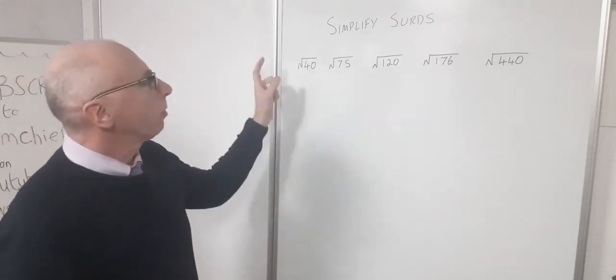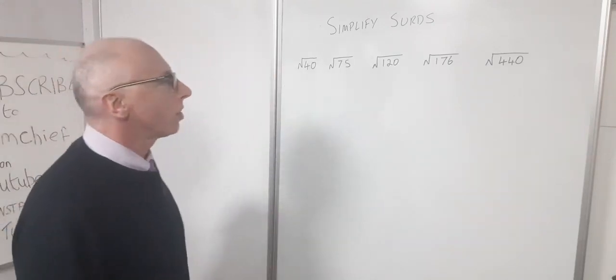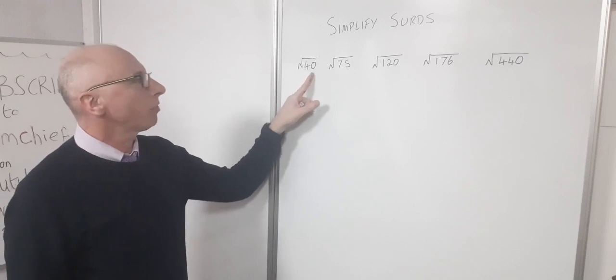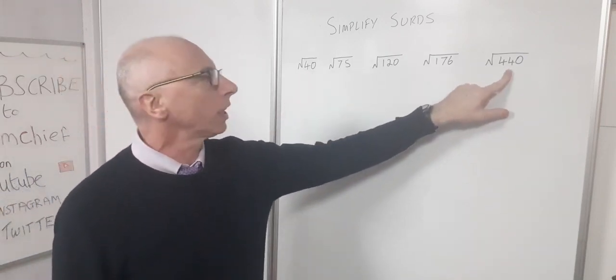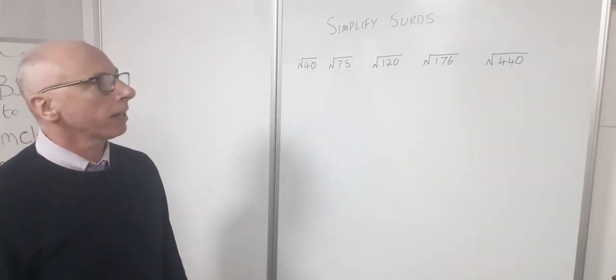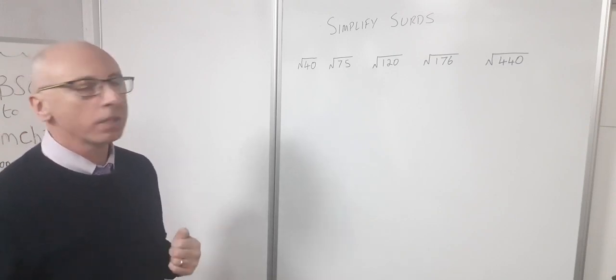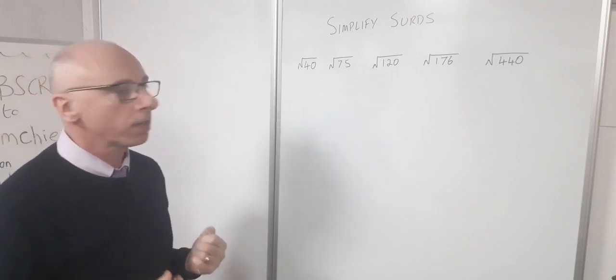So we've got a question here. We're going to simplify these 5 surds. Now the numbers here range from 40 to 440. So we need a technique rather than just guessing some numbers to what it divides by to simplify it.